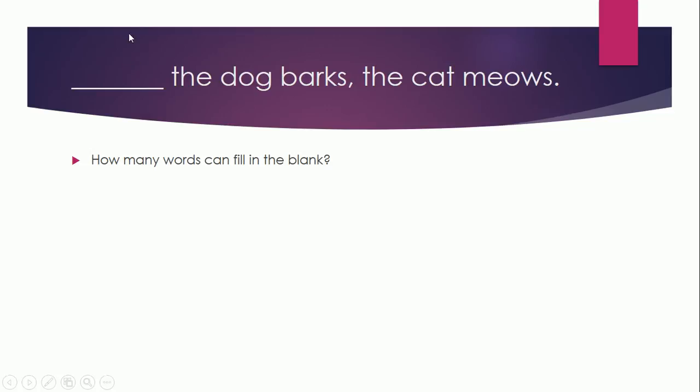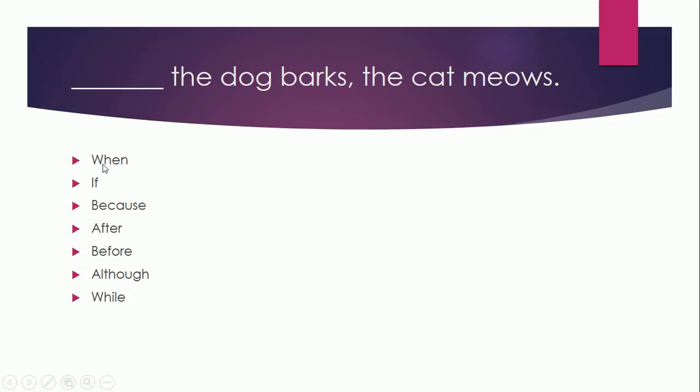What can you think of that would also complete that sentence? Blank, the dog barks, the cat meows. There are quite a number of words that could fit in there. A sentence might be kind of silly, but they would make sense. Here are some: when, if, because, after, before, although, while. So, if the dog barks, the cat meows. Because the dog barks, the cat meows. After, before the dog barks, the cat meows. The cat has ESP and it knows when the dog is going to bark. Whatever the reason, whatever the relationship, we would use these words.